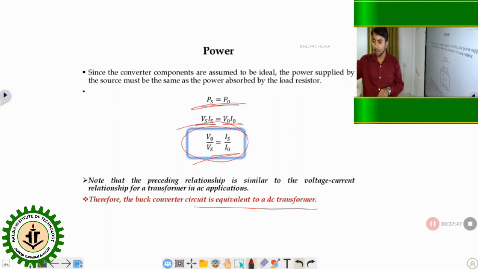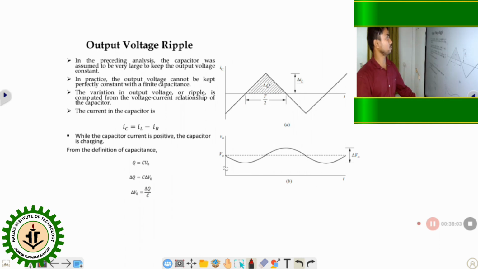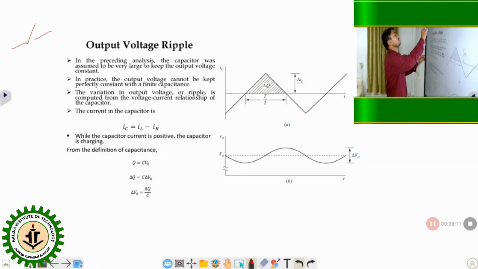Now the output voltage ripple. So it is the output voltage, IC current. What is IC current? Now again, if you look at the circuit, then you can see the inductor, capacitor, the supply voltage. So here the switch is closed. Current will flow through the inductor, and some current will flow through the capacitor, and some current goes to the load. Suppose it is the IL, and here it is called the I0.